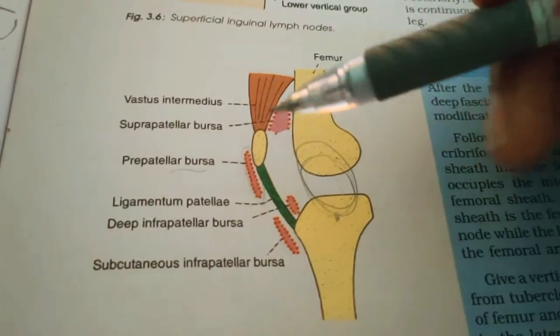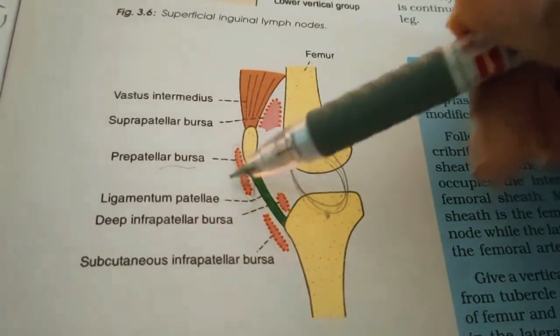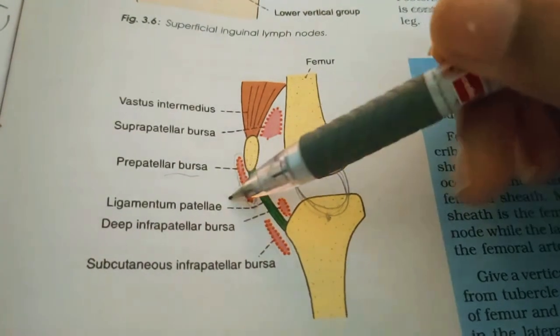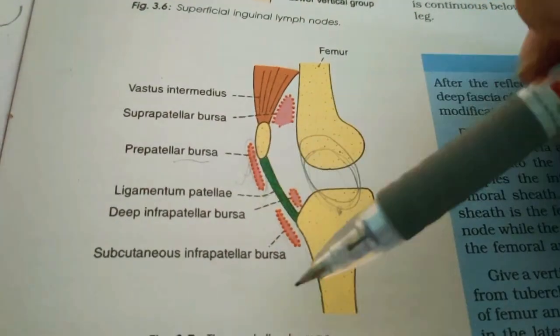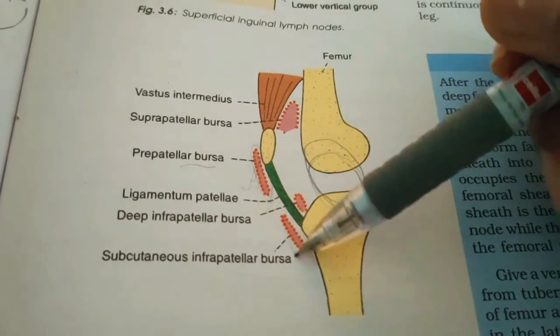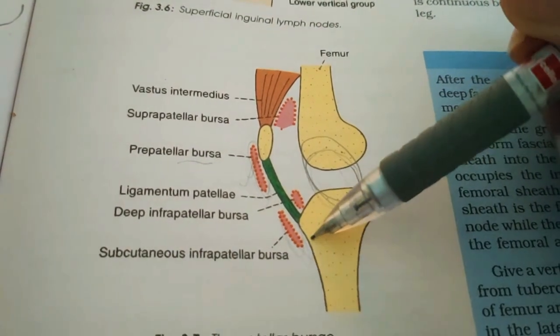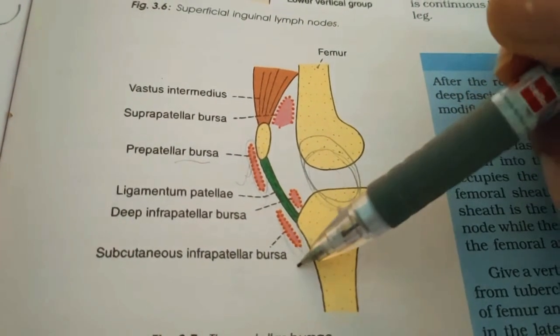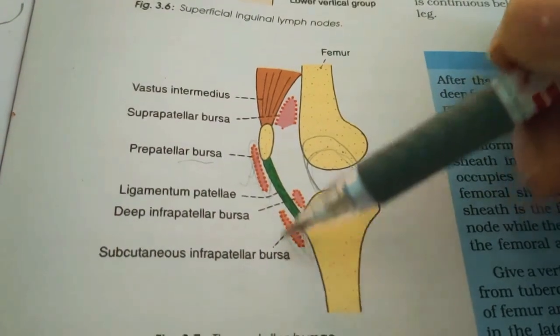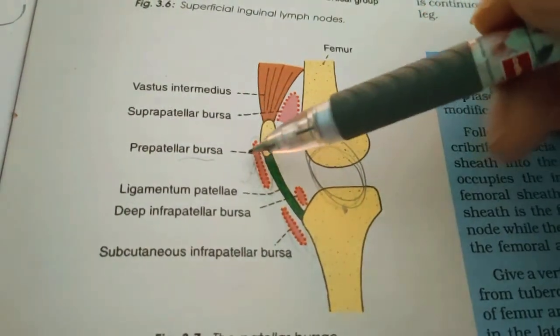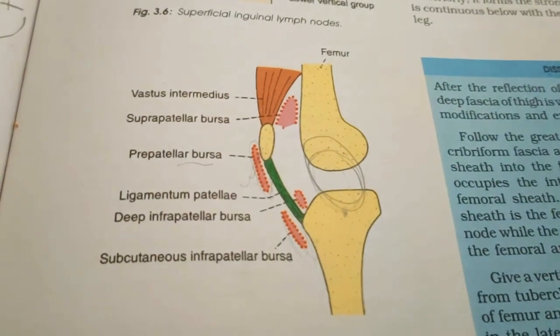Just remember, when you're cleaning the floor, the prepatellar bursa will get inflamed, called housemaid's knee or beat knee. Next, the subcutaneous infrapatellar bursa gets affected when you kneel down for prayers. So for prayers, subcutaneous infrapatellar bursa. For cleaning, prepatellar bursa are affected. So these are the different bursae.